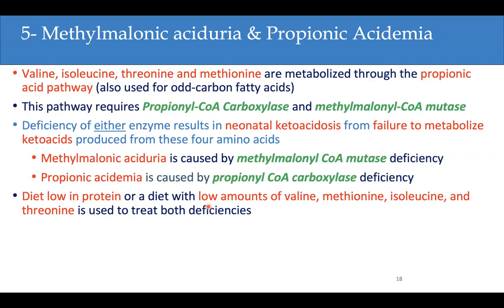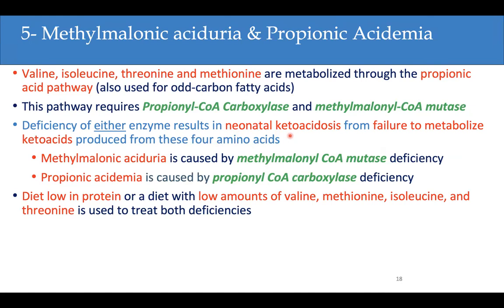So deficiency in either enzyme can result in failure to metabolize these and forms produces neonatal ketoacidosis. How do you treat these patients? It's important to give them diets that will prevent further buildup of propionyl coenzyme A. This means following a diet that is low in proteins. So something that's low in isoleucine, methionine, valine, and threonine.